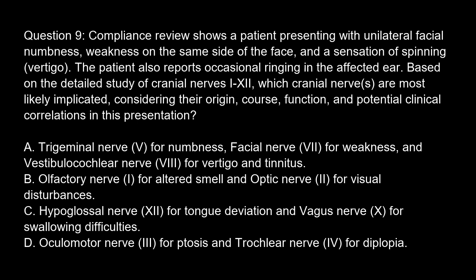Option A. Trigeminal nerve V for numbness, facial nerve VII for weakness, and vestibulocochlear nerve VIII for vertigo and tinnitus. Option B. Olfactory nerve I for altered smell, and optic nerve II for visual disturbances. Option C. Hypoglossal nerve XII for tongue deviation, and vagus nerve X for swallowing difficulties. Option D. Oculomotor nerve III for ptosis, and trochlear nerve IV for diplopia.